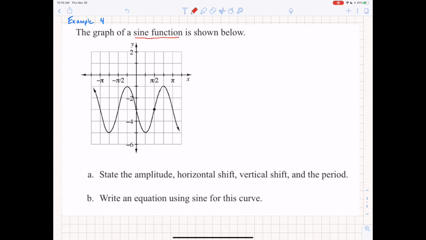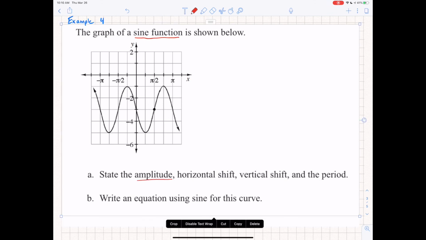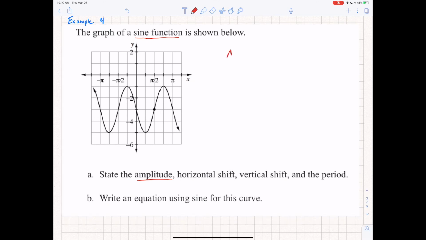All right, so state the amplitude. Well, amplitude, recall, is the difference between the highest point and the lowest point. So this would be -5 minus -1 divided by 2. Let me rewrite this. It's negative, because I said highest to lowest, so let me be consistent. So -1 minus -5, which would be -1 plus 5 over 2, which is 4 divided by 2, which is 2.